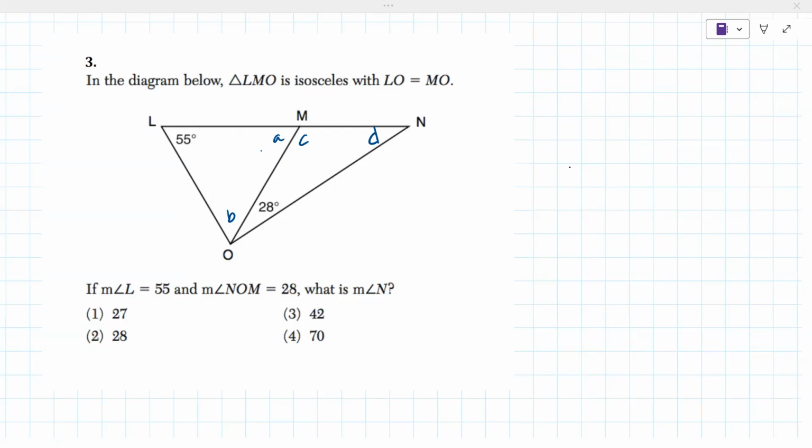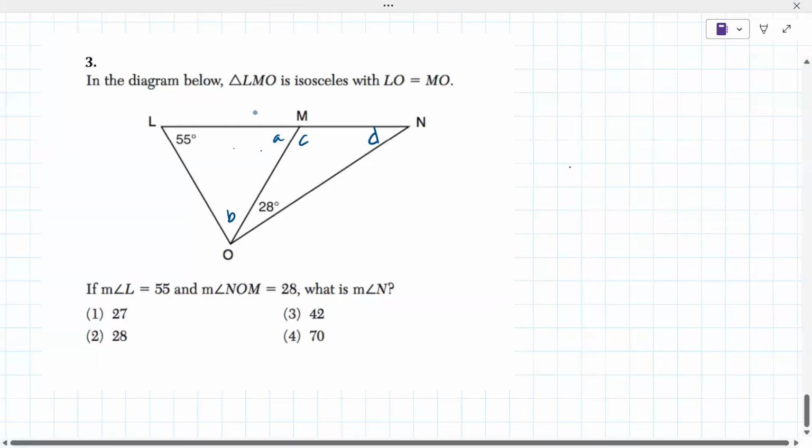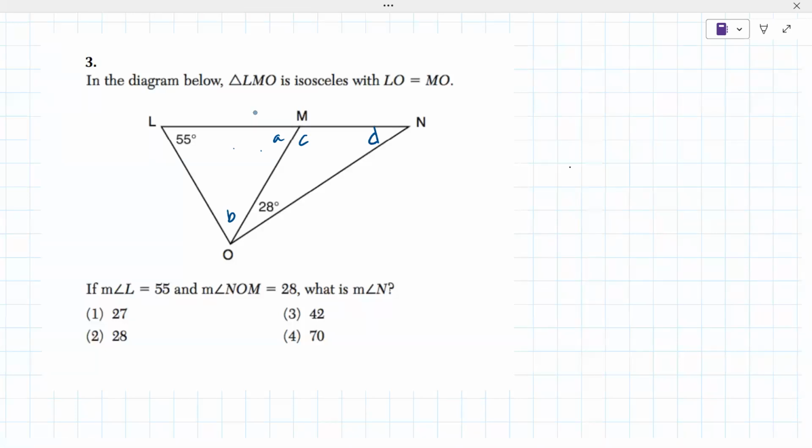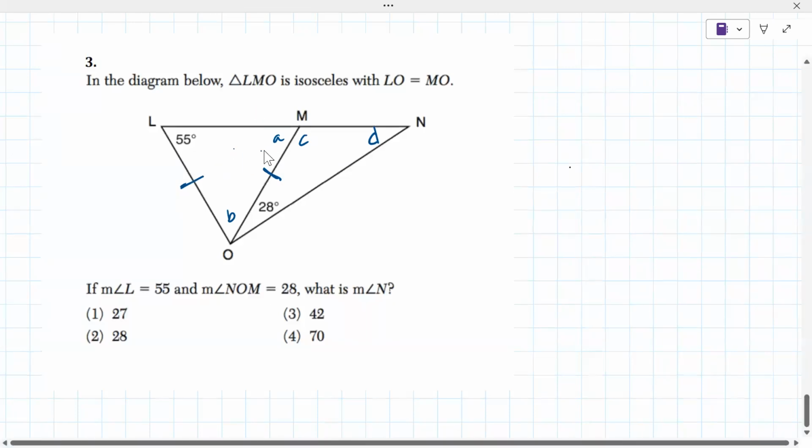I got 1. Okay. What did you find for angle A? Angle A, I got 38. Okay, but LMO is isosceles with LO equal to MO, which means the sides are congruent, so the angles are congruent. So why don't you reset and see if you can.